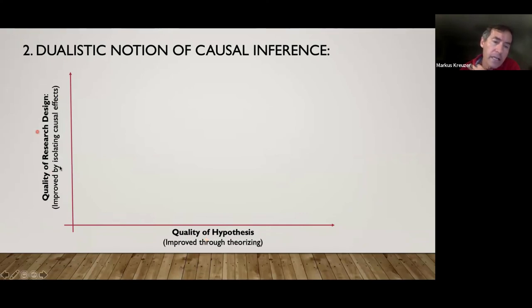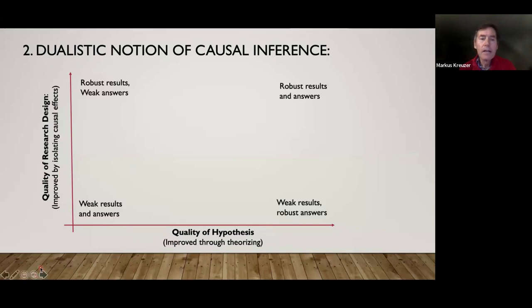And then over here, we can think of the quality of the research design. Again, this is the more familiar part where the research design can be differentiated in terms of how clearly it improves the ability to isolate causal effects, right? Can we take advantage of randomization, natural experiments, or process tracing? So what this produces then is essentially four possible causal inferences, right?